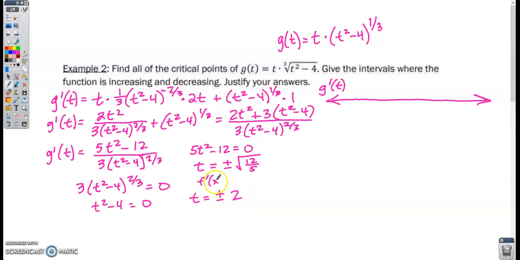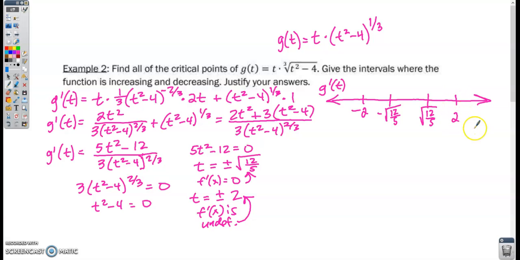So g prime of t equals 0 for these values, and g prime of t is undefined for these values. So I'm going to put all those values on my sign chart. The square root of 12 over 5 is smaller than 2. So when I order these, I'm going to have negative 2, negative square root of 12 over 5, square root of 12 over 5, positive 2, and a whole lot of intervals to evaluate here. The derivative was 0 at these 2 points. The derivative was undefined at these 2 points.